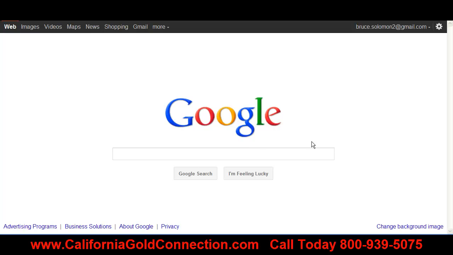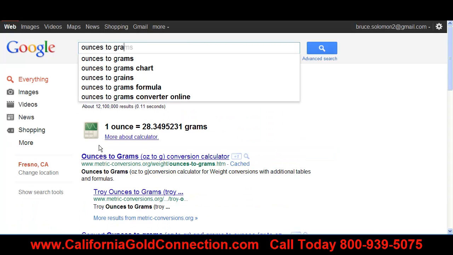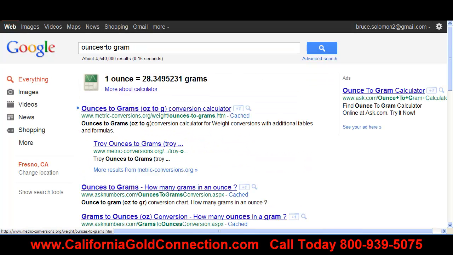What a lot of people don't know is Google has a built-in calculator, and it's very quick and easy. The way you enter a value in Google Calculator is, we're going to do ounces to grams. Rather than putting times or equals, just type whatever you have, and then say you want to convert it to this value, so grams or whatever. That's how you enter a value into Google Calculator. And here's the answer right here. All you have to do is enter that and search, and boom, it brings up the answer.